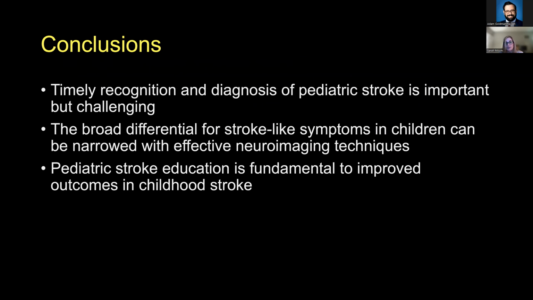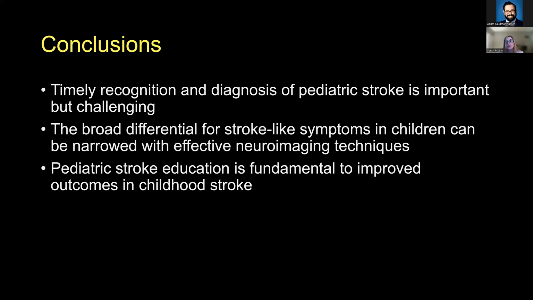So in conclusion, timely recognition and diagnosis of pediatric stroke is important but challenging. Remember, children have nonspecific symptoms and stroke mimics are common. The broad differential for stroke-like symptoms in children can be narrowed with effective neuroimaging techniques like ASL.